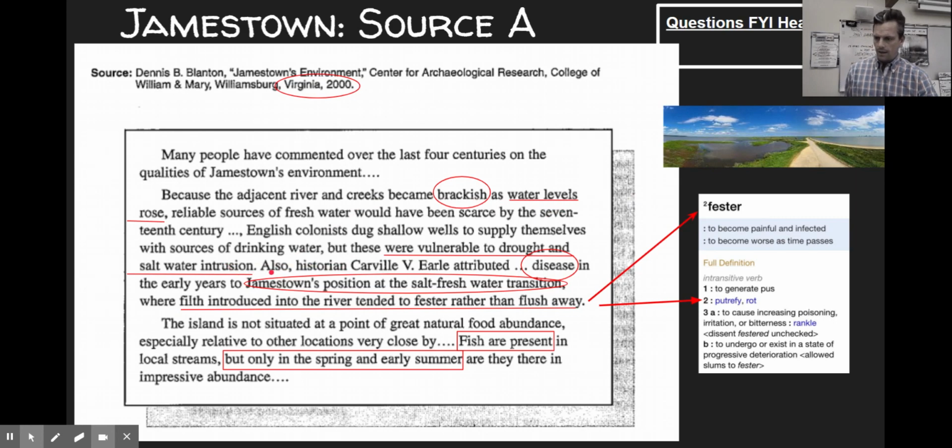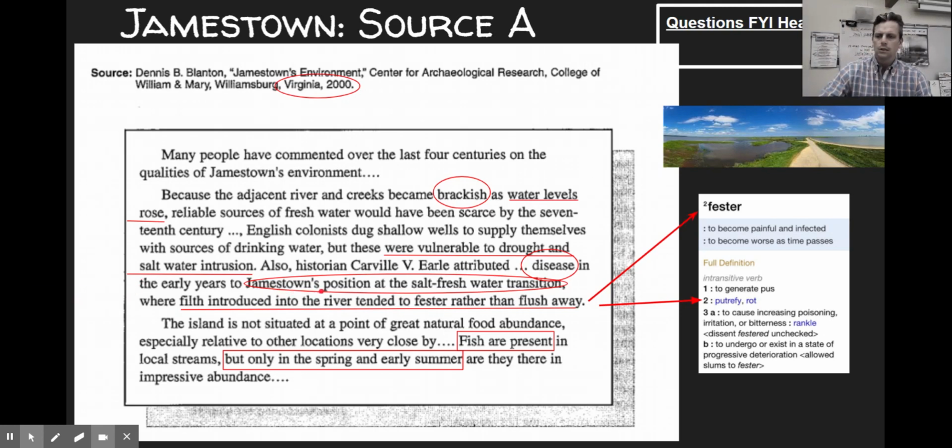And let's see, it also says, also historian Carville V. Earl. I don't know that guy, but sounds pretty cool. Attributed disease in the earliest to Jamestown's position at the salt freshwater transition. So where the ocean saltwater is going to meet the river freshwater, because the river's flowing out this way, meeting there. And so they just happen to be at kind of a bad spot, kind of like in this picture, where the ocean water and the river water are going to meet.